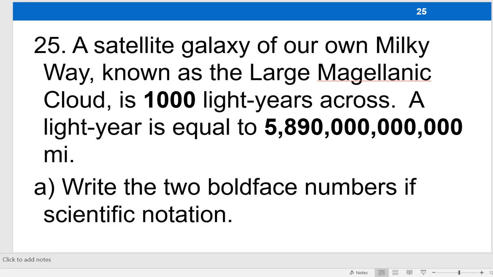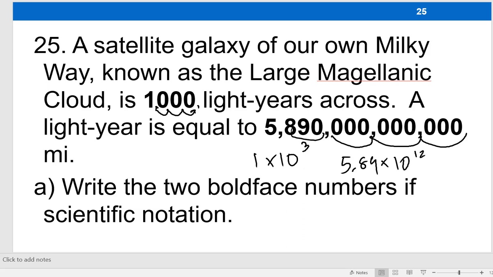Well, 1,000 is 1 times 10 to the 3rd. Decimal needs to move 1, 2, 3 times. This number is 5.89 times 10 to the 3, 6, 9. Actually, I think it's just 12 times 10 to the 12th.